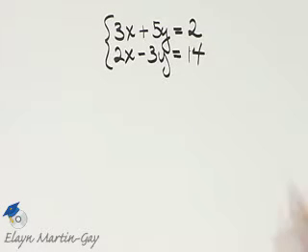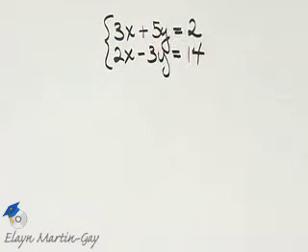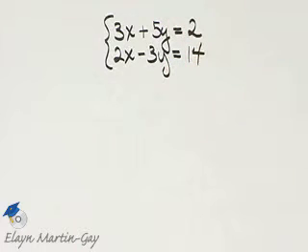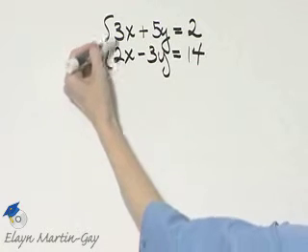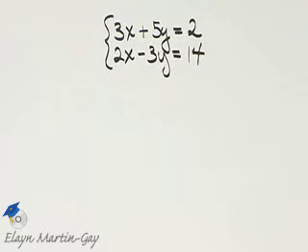Let's use the addition method and let's solve this system of equations. Now remember, we're going to choose x's or y's, and we want the coefficients of the variable that we choose to be opposites of each other. I'm just going to go ahead and choose x's. What could I make the coefficients of the x's so that they are opposites of each other?